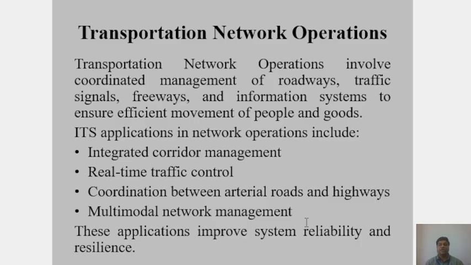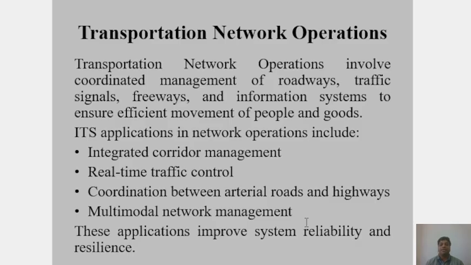Next, moving to transportation network operations. So what are these operations? They basically involve the coordinated management of roadways, traffic signals, and freeway information systems to ensure the efficient movement of people as well as goods. Network communication is nothing but building a network with the road infrastructure. Road infrastructure is the traffic signals, freeways and different information systems, so as to ensure that people and goods travel in an efficient manner.